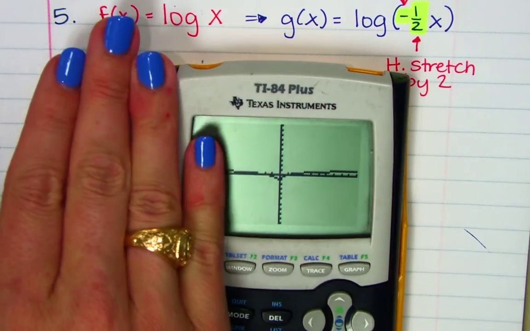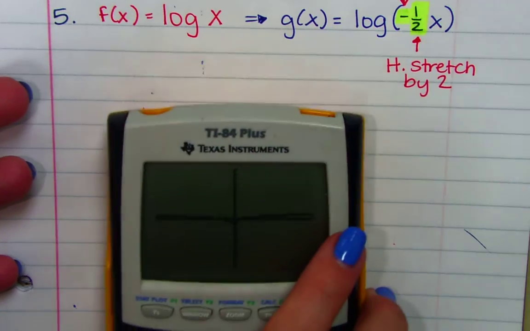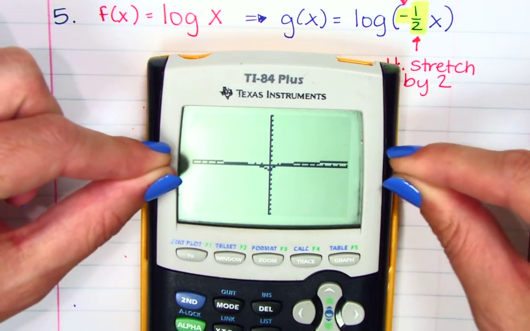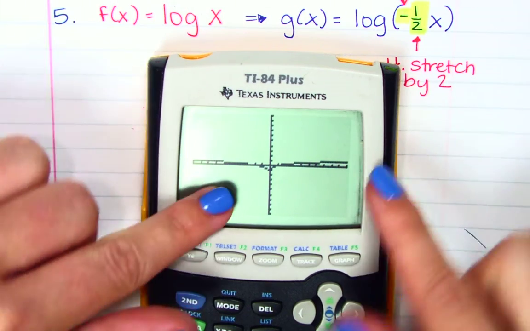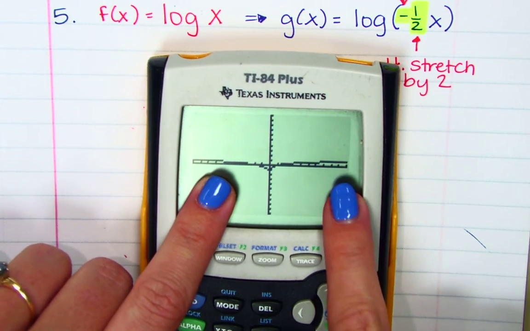Flipped across the y-axis. And since it was horizontal stretch, that means it's stretching this way horizontally. It's getting skinnier and skinnier. That's why you can tell it's a little bit flatter on this side than it is on this side.